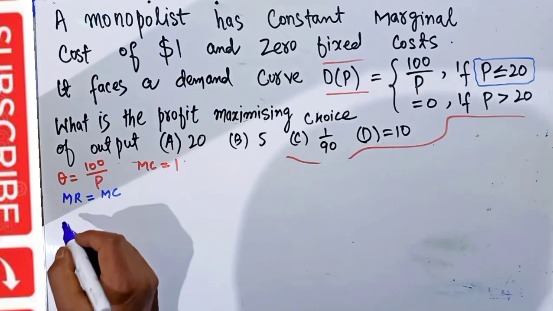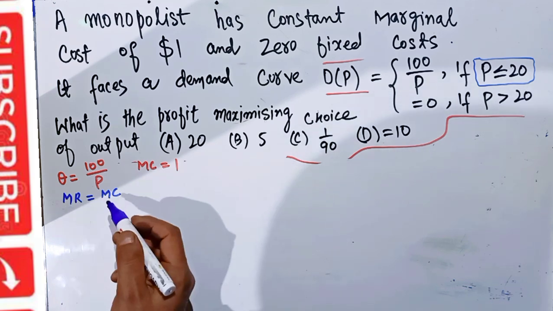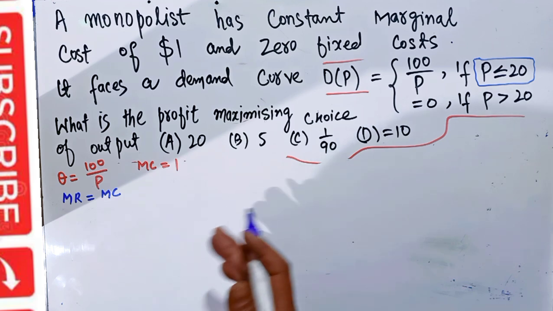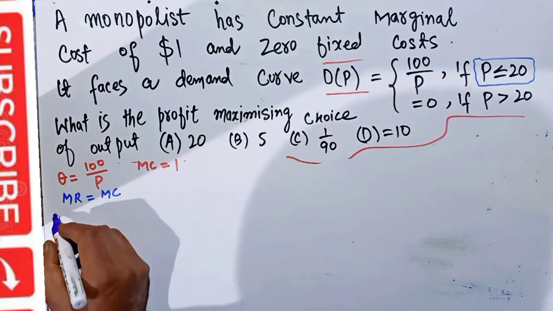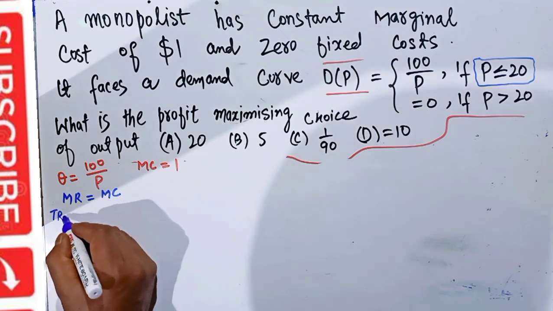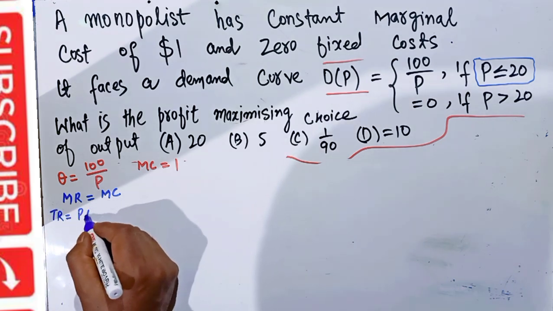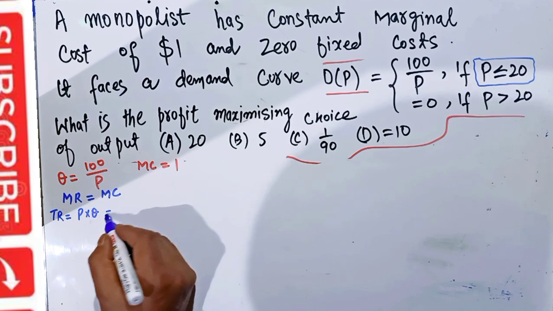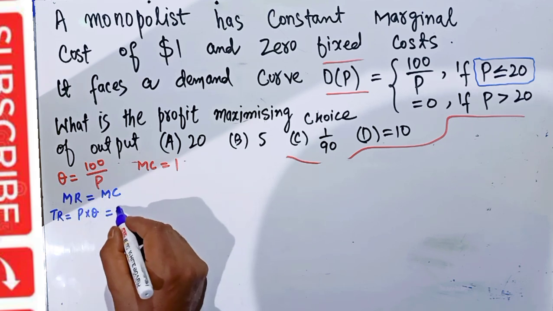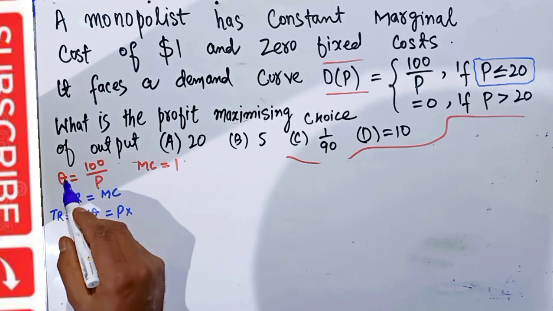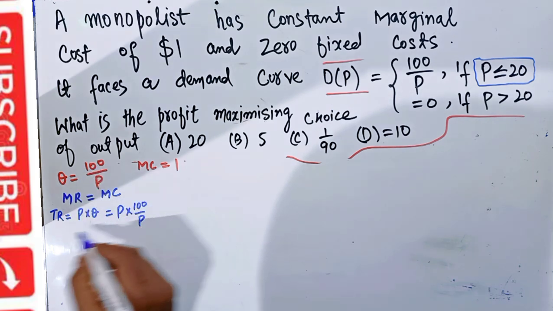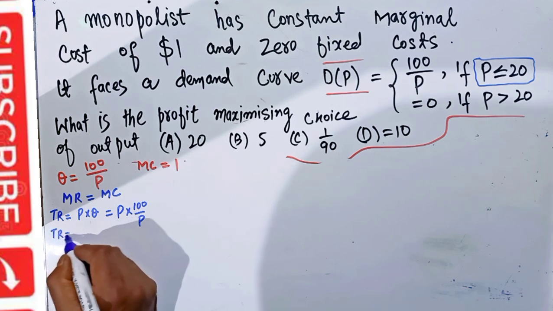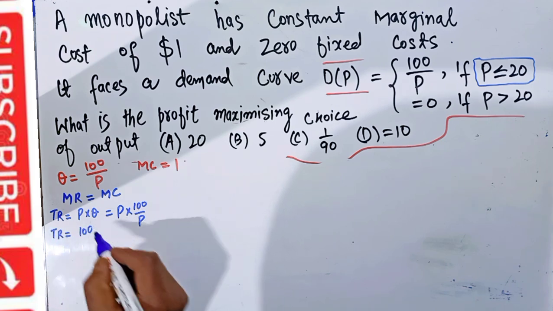So marginal revenue is simply the change in the total revenue due to the change in output. So first we need to find out the total revenue. Total revenue, as we know, is simply equal to price into output. So P into what is Q? Q is 100 upon P. So P and P get cancelled, so total revenue comes out to be 100.